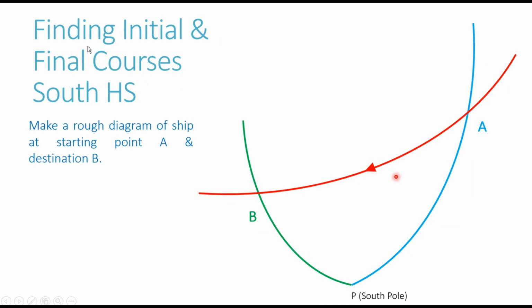So we have to first make a rough diagram of the ship at our starting position A. We have it on the screen now, and we have to make the rough diagram at our destination position B. This is how the ship will be proceeding on the great circle track. Now we will first calculate angle A and angle B, that is these angles of the triangle PAB, using the cosine formula. And once these angles are known, we can use these angles to find out our initial and final courses.